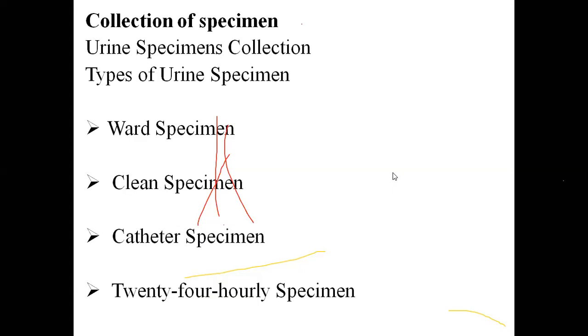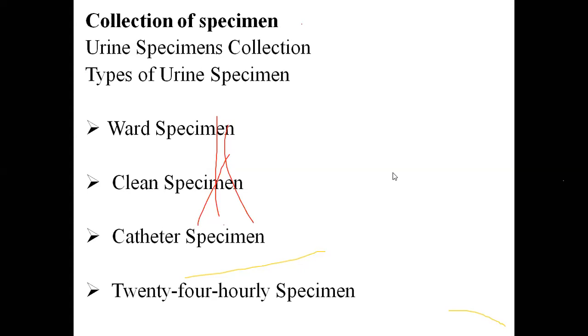So, collection of sputum now. How do we collect sputum? Collection of specimen. As nurses, we are the ones that collect specimens so that the specimen can be investigated and a good diagnosis can be reached. The first one is urine specimen collection. Types of urine specimen: you have ward specimen, clean specimen, catheter specimen, and hourly specimen.